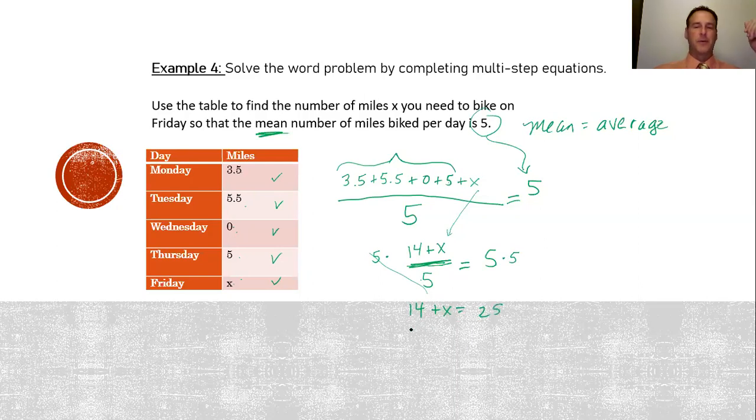And then you got one more step, which means you have to get rid of the item with the x by either doing addition or subtraction. And since this is positive, I'll do the opposite. Okay, so a positive 14, subtract 14, go away. And that difference is 11.